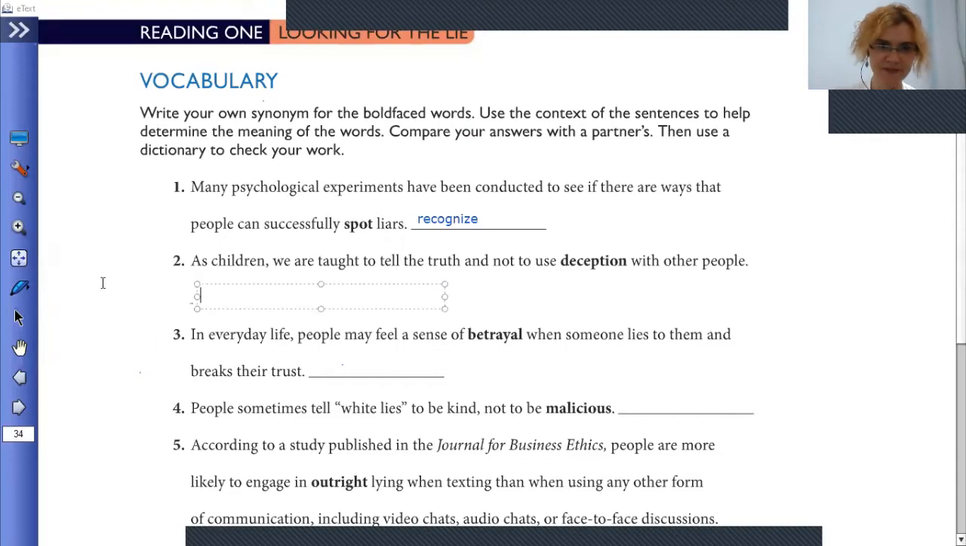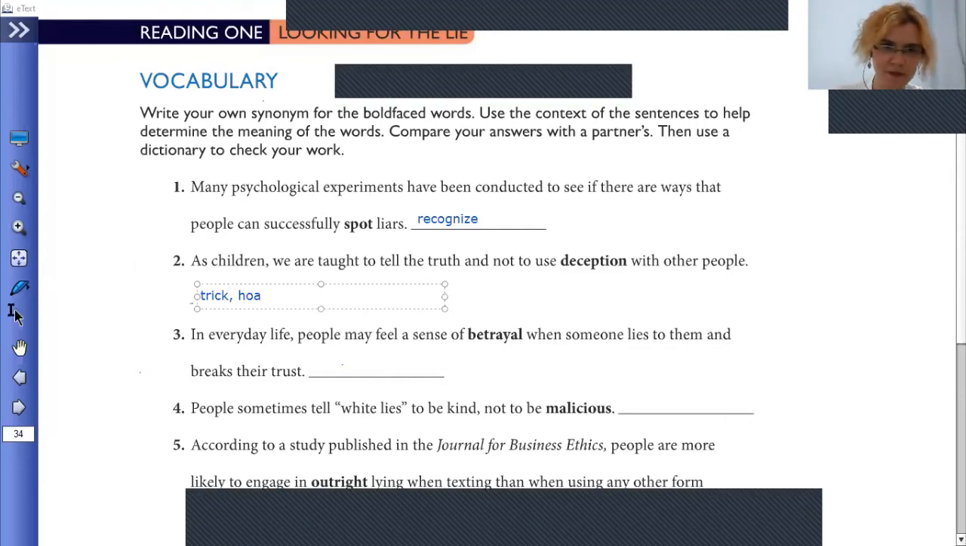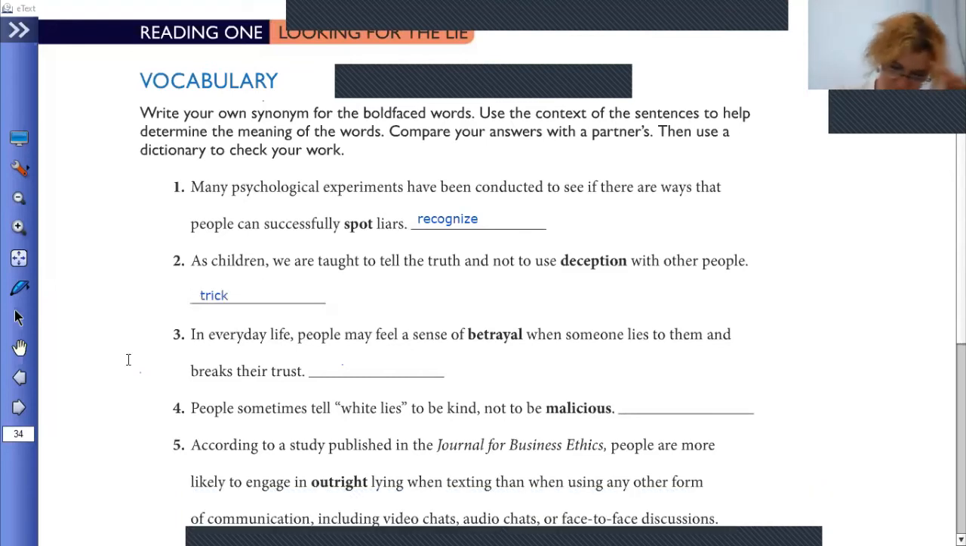Yes, miss. What's number two? Can you read it out loud? As children, we are taught to tell the truth and not to use deception with other people. Tricks. Yeah, very good. You could use trick, you could use hoax, you could use fraud. Let's just keep it to one. Yeah, trick. But you could also have put in a hoax or fraud. Yeah, deception is trick. You don't want to play tricks on other people's lives. Okay, we are going to Aline.